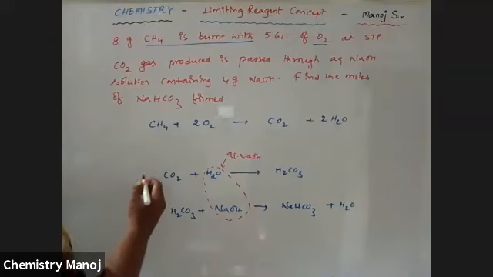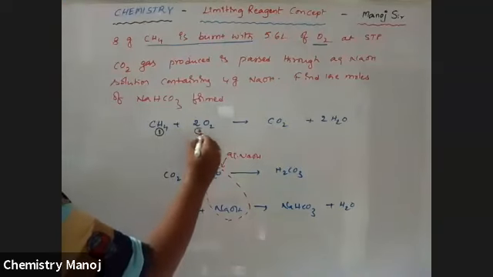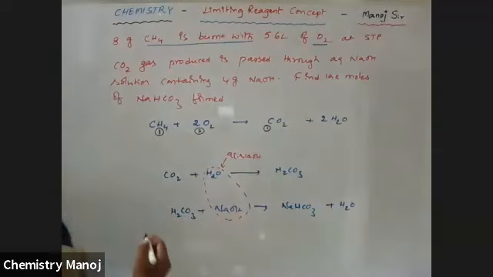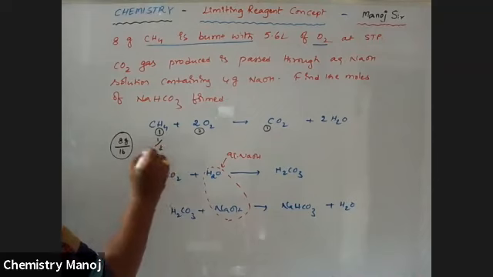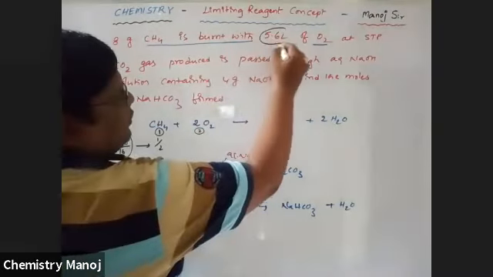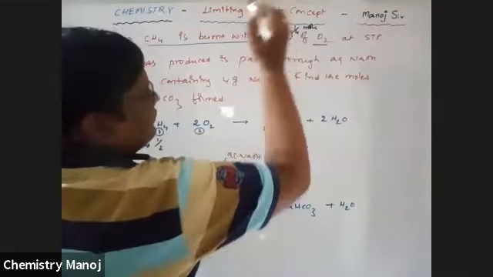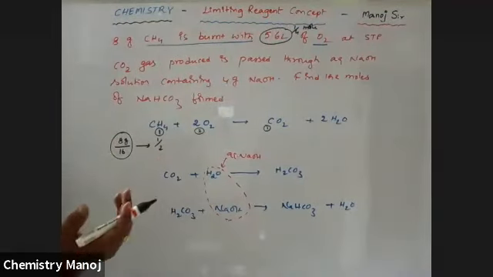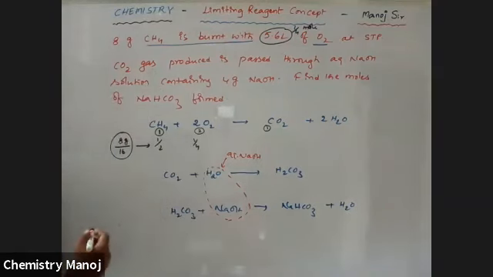So now I am going to calculate. 1 mole reacts with 2 moles, this forms 1 mole. Here 8 grams means 8 by 16, nothing but half mole. 5.6 liters means 1 by 4 mole only, because 22.4 liters is equal to 1 mole. So 5.6 liters is 1 by 4 mole.